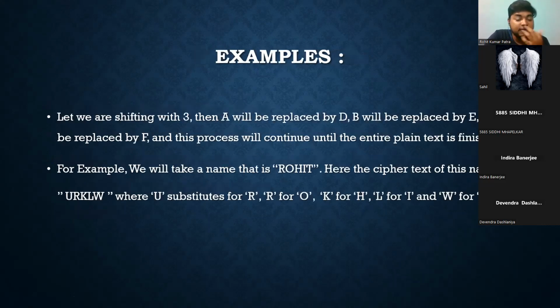So here is the example of my project. I took the example of 3. That means if I shift A, it will be D, and if I shift B by 3 steps, it will be E, and C will be F. Here is my name example, Rohit. If I shift 3, then it will be URKLW, where U substitutes for R, for O, K for H, L for I, and W for T.